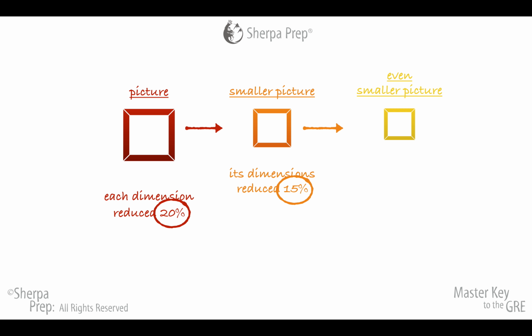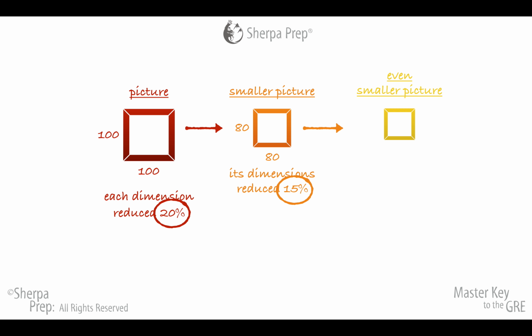So to start, let's imagine that the original picture has dimensions of 100 by 100. If we reduce each of those dimensions by 20%, well, what is 20% of 100? It's 20. In other words, the new dimensions would be 80 by 80.